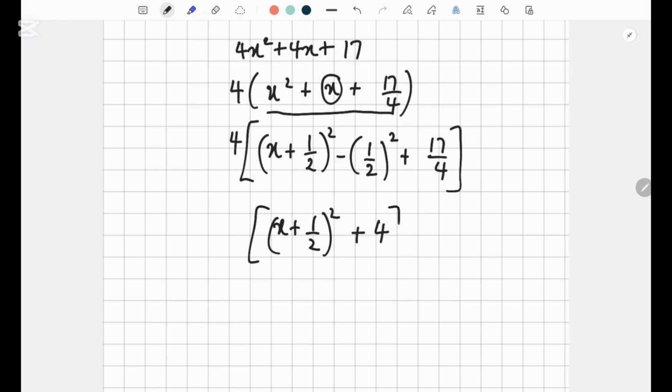This is in brackets, and you had 4 outside, right? Now let's expand them. So we have 4 into x plus half squared plus 16. So this is our completing the square format.